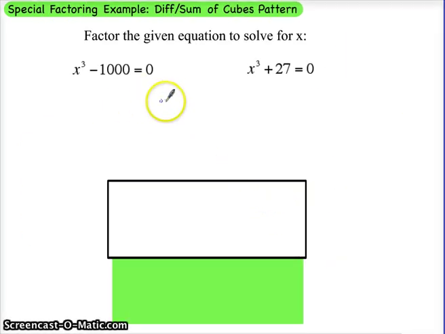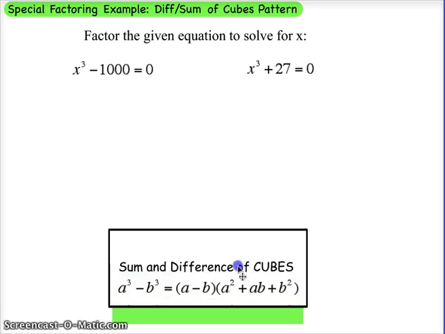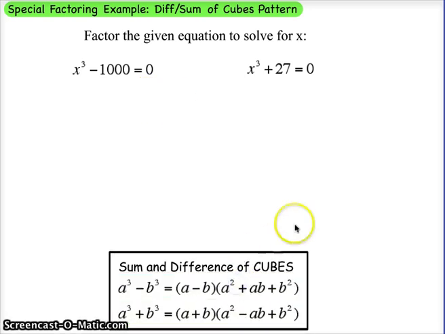Now, what if things aren't quadratic or don't look like our old factoring terms? Well, there is a formula called the difference of squares. There's also a formula called the difference of sums, or difference of cubes, I should say, not difference of sums. The sum and difference of cubes formulas look like this.